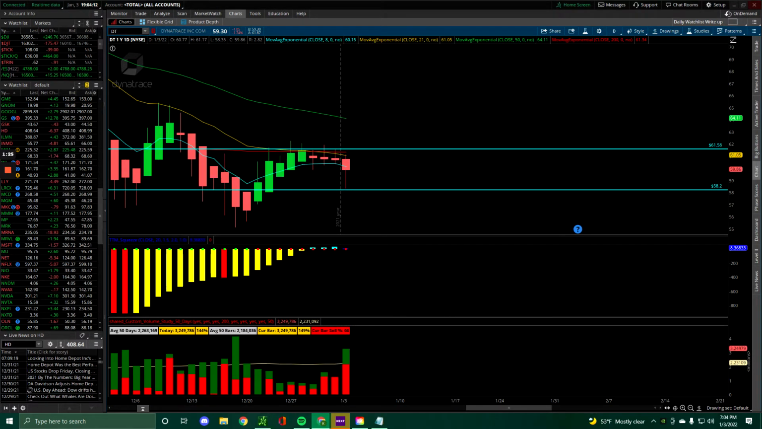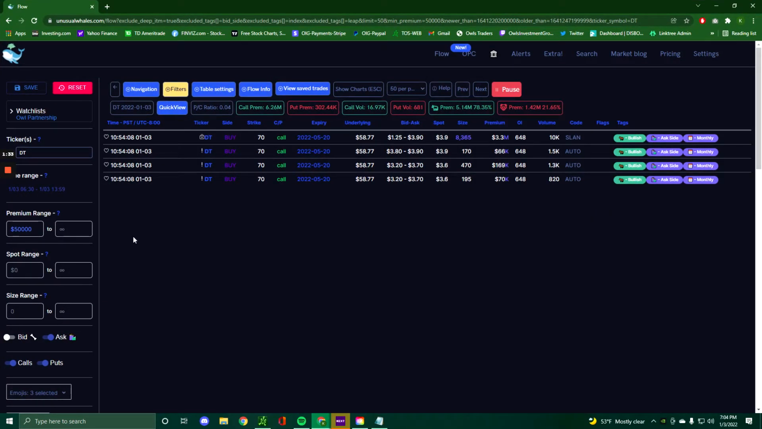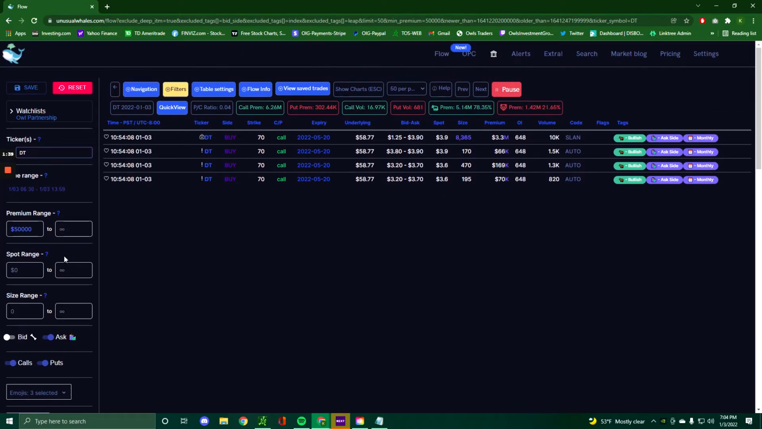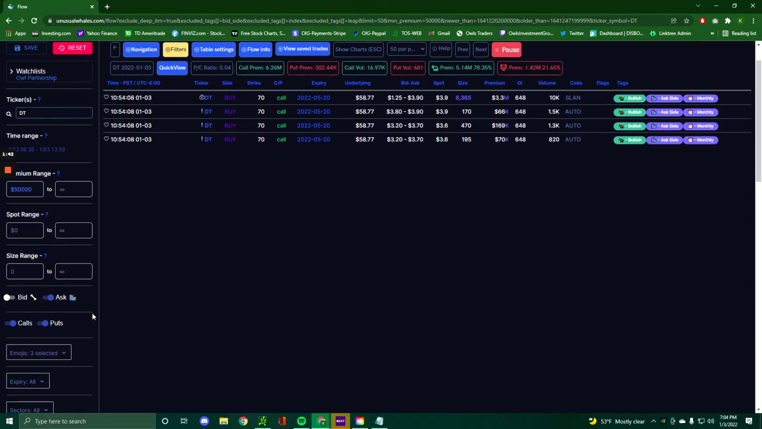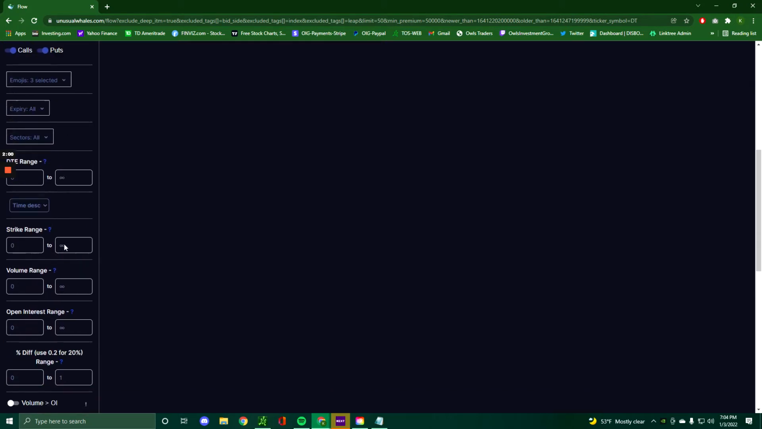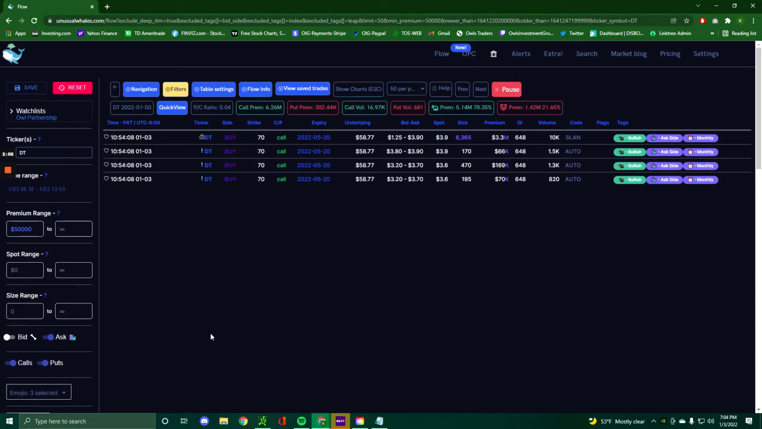We did get some heavy call flow into DT. I'm going to show you guys that right now. So with Unusual Whales, these are the settings that I like to use. 50,000 plus in premium range. I only like to look at the ask calls and puts. As far as the emojis, again, I don't look at the bids. I don't look at indexes or leaps. So index as in NDX, SPX, Dow Jones. So those are the emojis that I take out. And that should be it. And then obviously excluding deep in the money, because a lot of those premiums are very expensive.